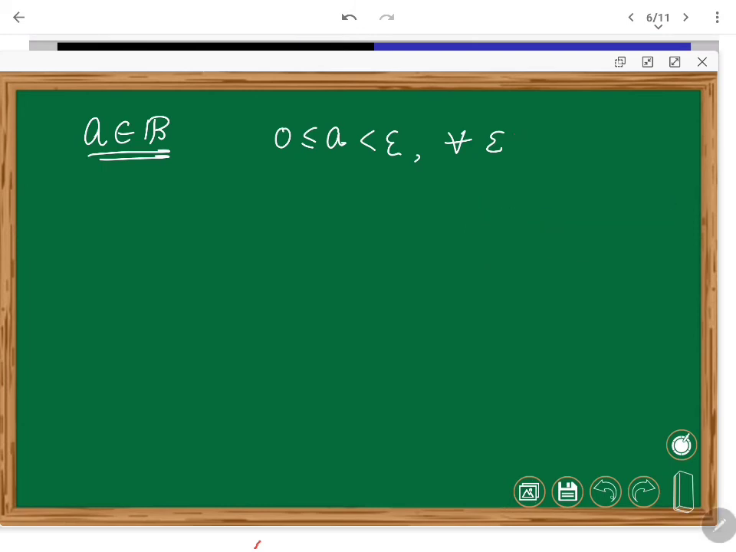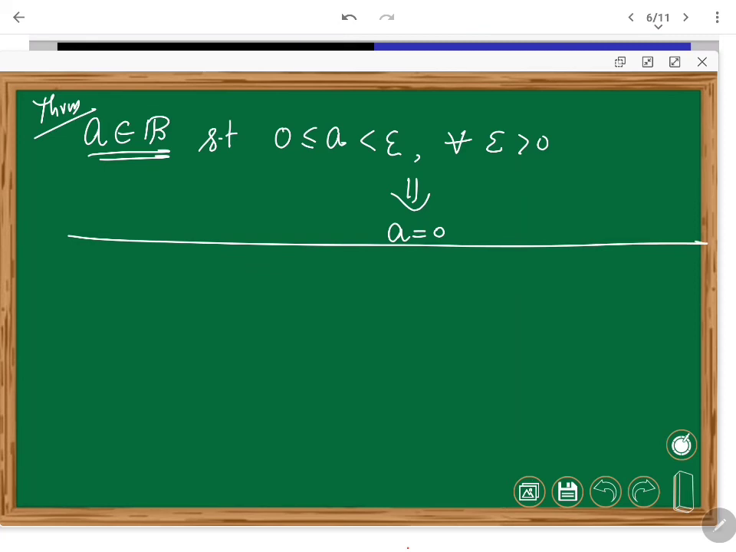So how will you do that? You need a proof for this. This is the theorem now. A is any real number such that 0 is less than or equal to A, which is less than epsilon for every epsilon greater than 0, then this compulsorily will give you A must be 0. That is the theorem we need. But it's a very simple proof. How to prove that?